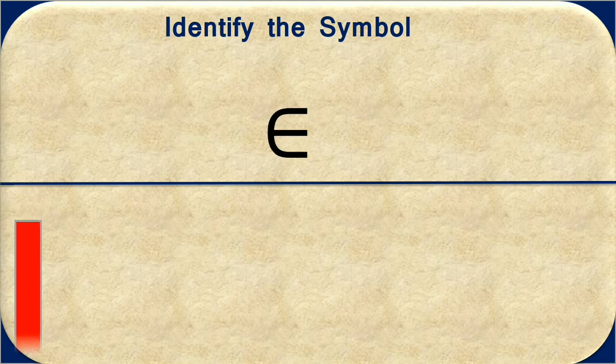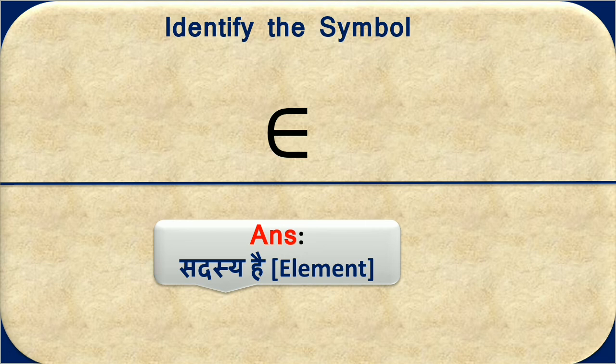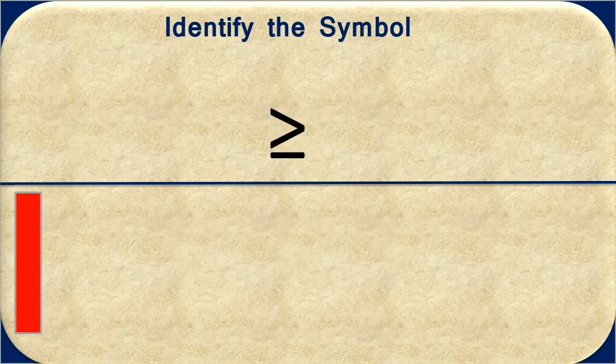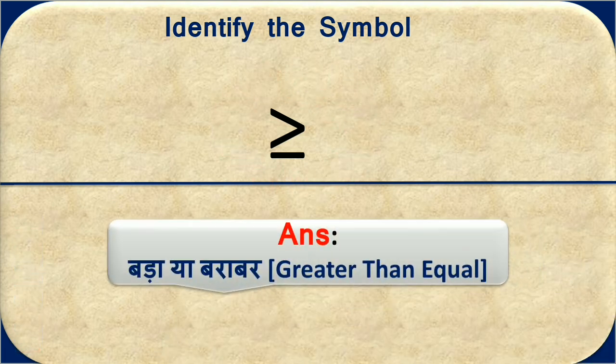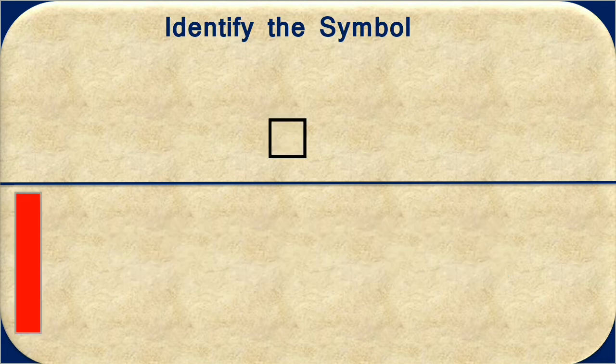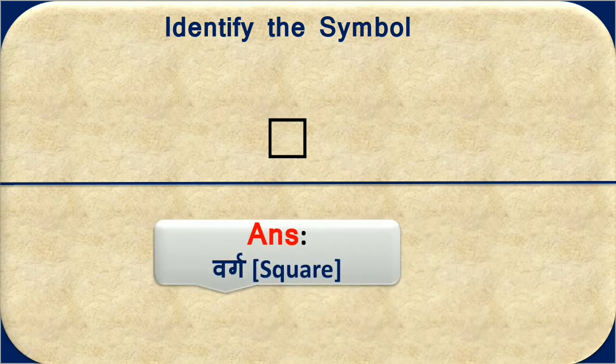Identify this symbol. This symbol is of... Identify it quickly. What this symbol stands for? This is element. यानी सदस्य है. Identify this symbol. This symbol is of... Identify it quickly. This is greater than equal. Identify this symbol. This symbol is of... Identify it. This is square यानी वर्ग.